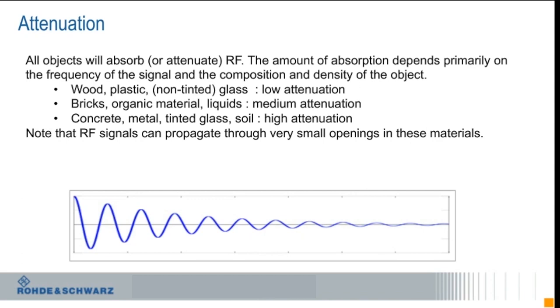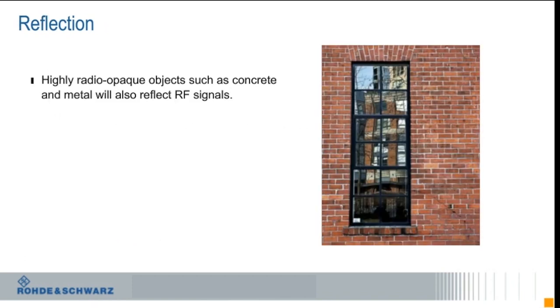Then there are reflections. Reflections are just what they sound like: signals bouncing off things. Think of a mirror, that's my reflection. Don't look at that too much. So you have the attenuation, but then a signal will also bounce off a metal object and reflect back.